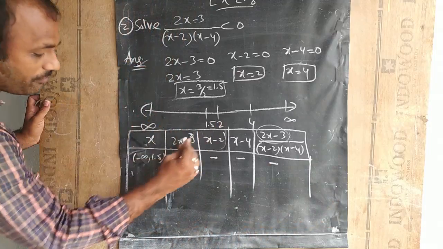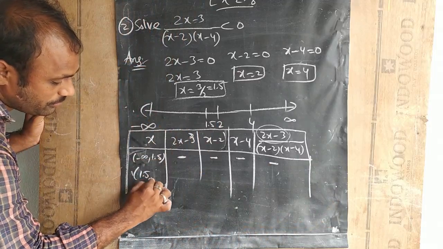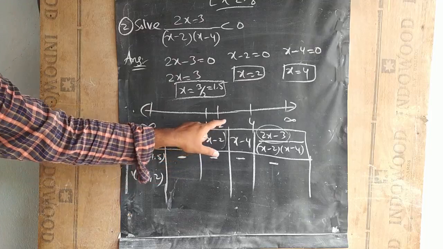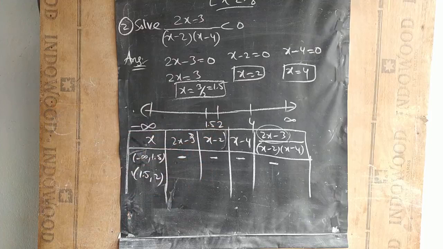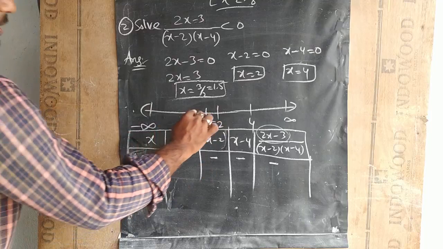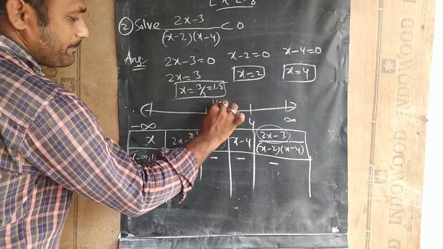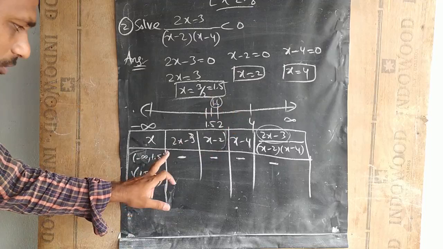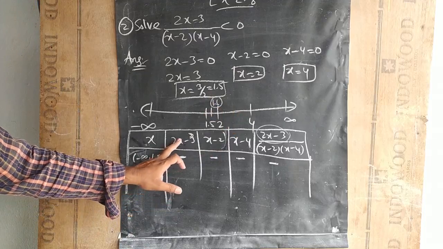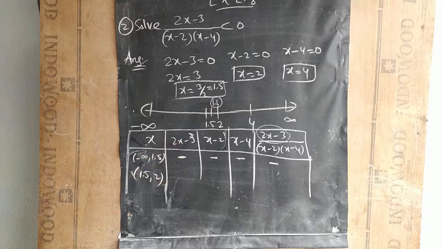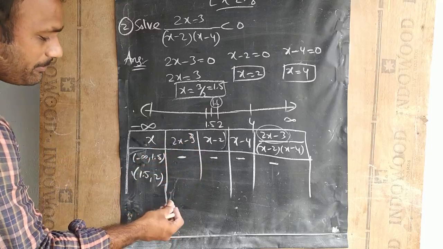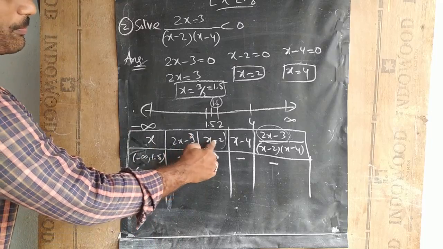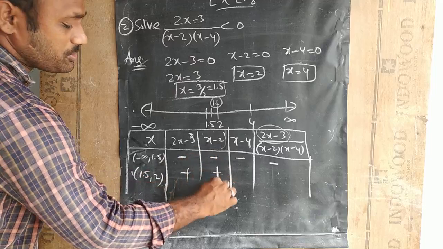Next, from 1.5 to 2. So 1.5 comma 2. From 1.5 to 2, what number can I take? I can take 1.6, no issues. So if I substitute 1.6, 2 into 1.6 is 3.2. From 3.2 if I remove 3, the answer will be a plus number. 3.2 is more. From 3.2 if I remove 2, it will be plus only.